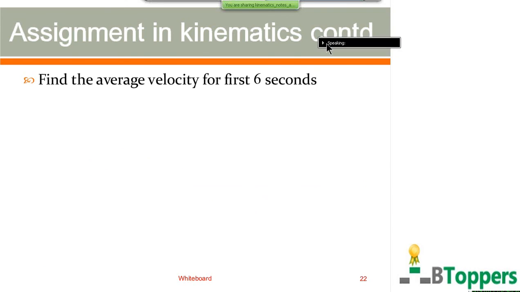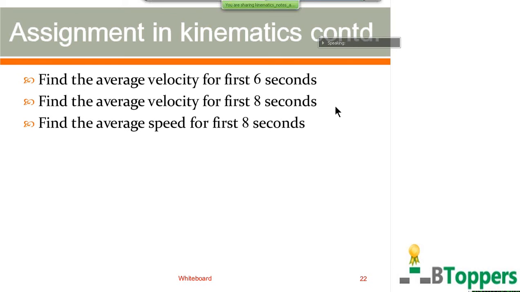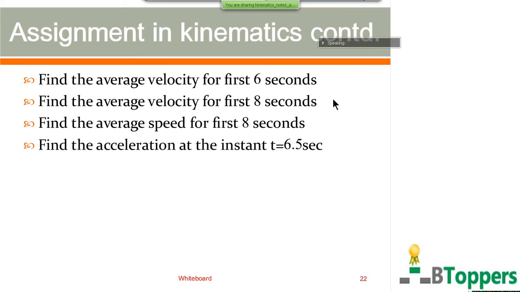See the questions here. First part question, find the average velocity for the first 6 seconds. Second part question, find the average velocity for the first 8 seconds. Third part question, find the average speed for the first 8 seconds. Fourth part question, find the acceleration at the instant t equal to 6.5 seconds. If you want to try the problem yourself first, you can take a pause and try it.